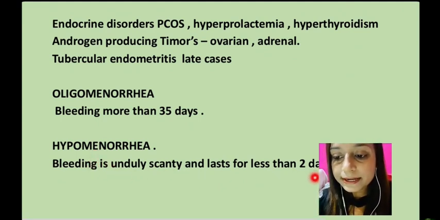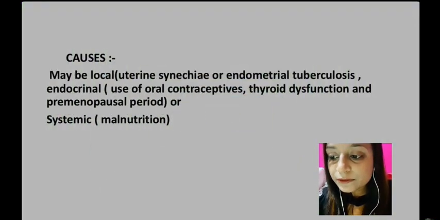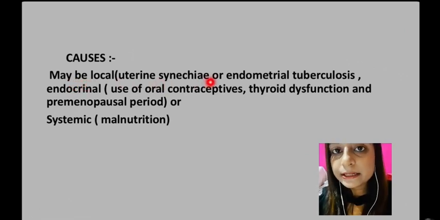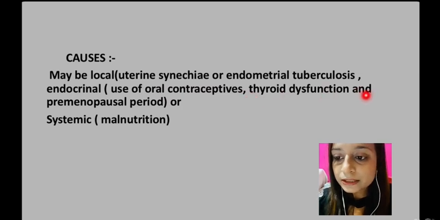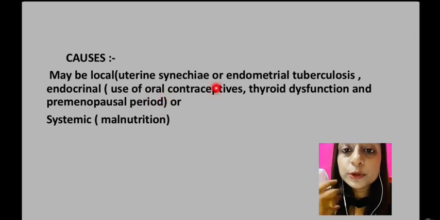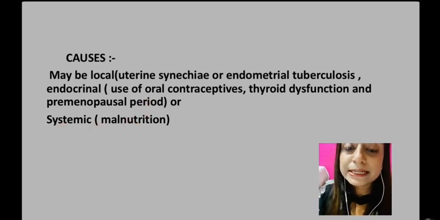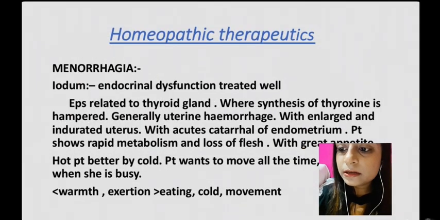Hypomenorrhea, bleeding is unduly scanty and lasts for less than 2 days. Causes of this hypomenorrhea: it may be local like uterine synechiae or endometrial tuberculosis, or endocrinal, use of oral contraceptive pills, and thyroid dysfunction and pre-menopausal period, or there is a systemic cause which is malnutrition. So you see there is local, endocrinal, systemic.